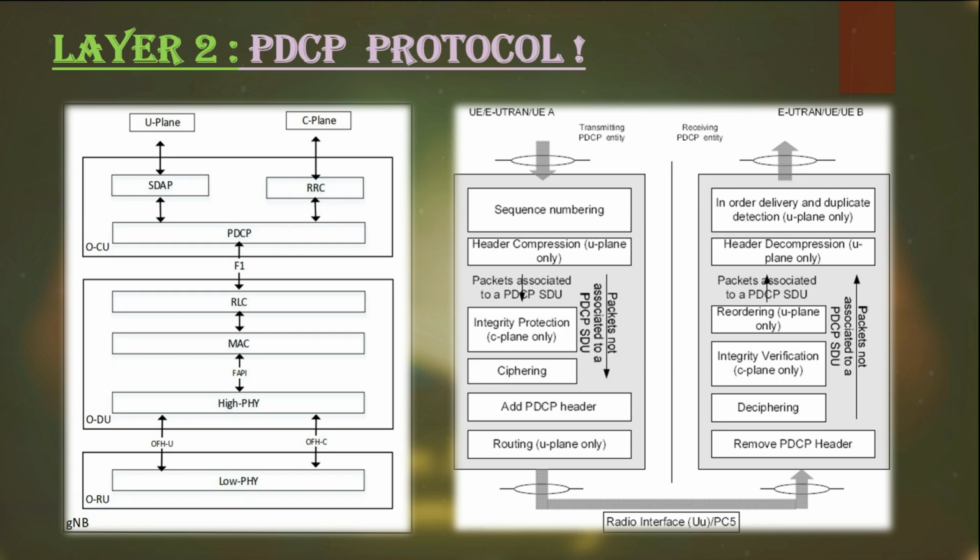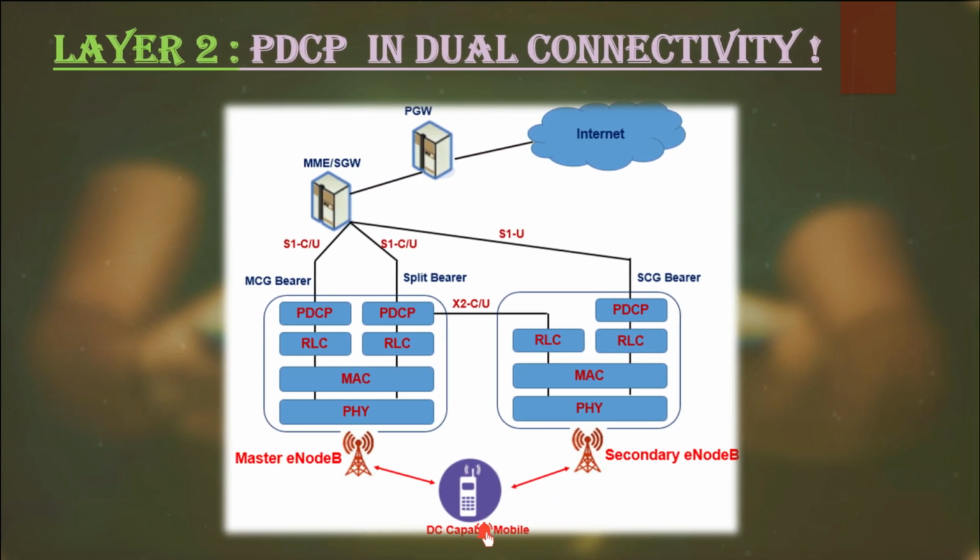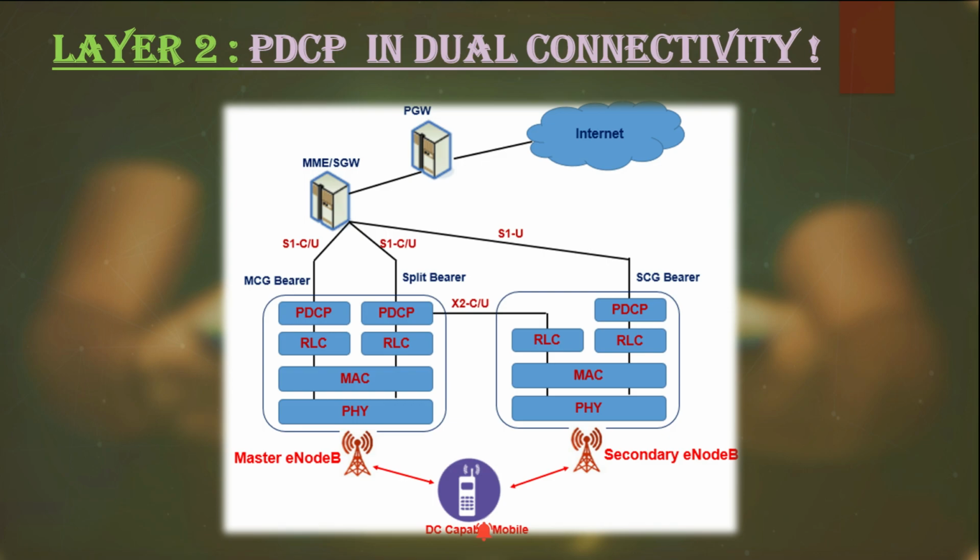PDCP works for both control plane and user plane, depending on the type of radio bearers coming from the higher layers. PDCP also plays an important role in DC. DC is dual connectivity mode and it can be associated with 1, 2 or more RLC entities, depending on the type of multi-connectivity bearer. So in dual connectivity, PDCP provides the different radio bearers for the master cell group and secondary cell groups. And these radio bearers in the multi-connectivity mode are handled by the PDCP layer.